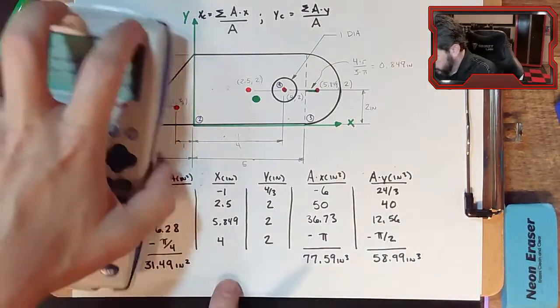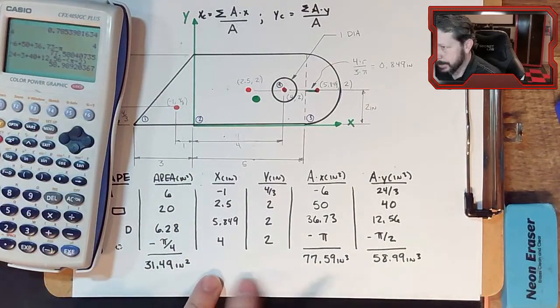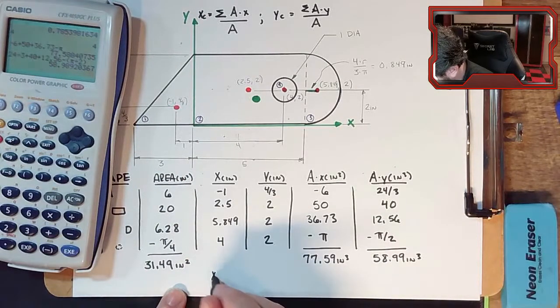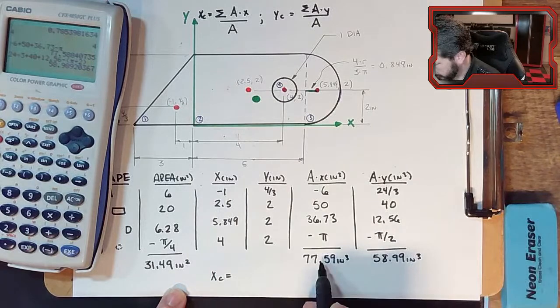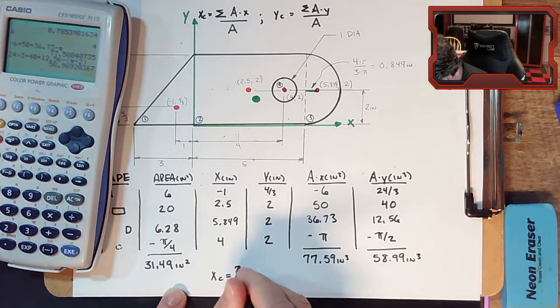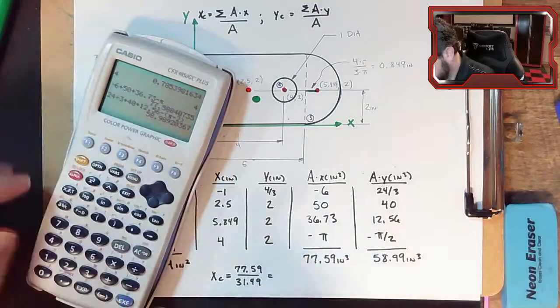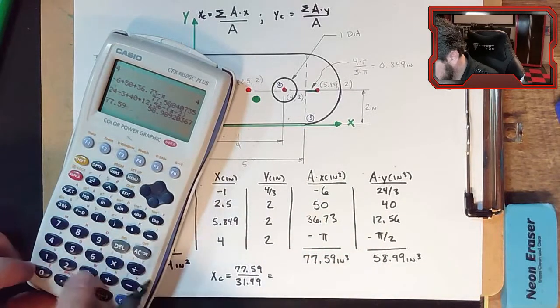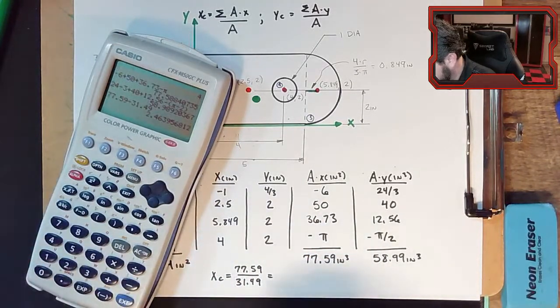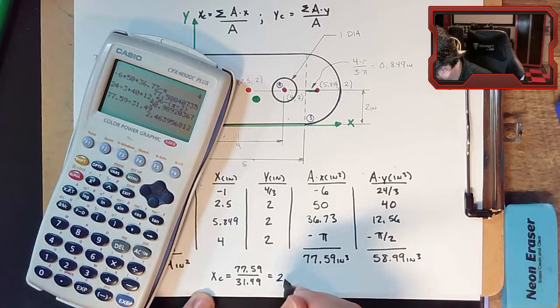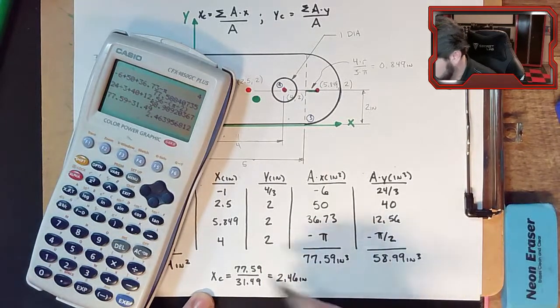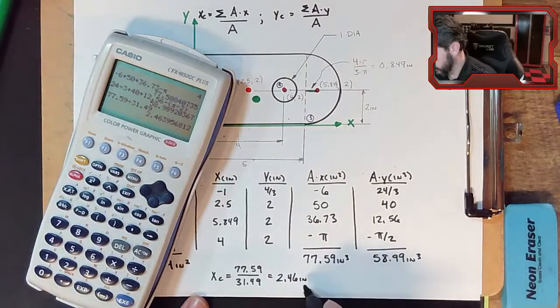I wish I had a little bit more room here, but maybe we can squeeze it in. X_C is 77.59 over 31.49, which is 2.46. Those would be inches. This is inches cubed, that's inches squared, so inches.